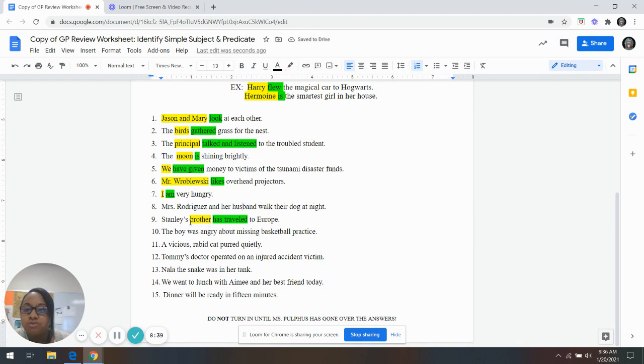So remember, for my simple subject, I don't need anything extra. I just need the subject. Stanley's is describing brother. Just like if I was talking about Olaf and I called him tall, handsome, and attractive Olaf, right? Tall, handsome, and attractive are describing Olaf, but all I need is my simple subject, which is Olaf. Go ahead and continue to do the rest on your own, and then we're going to check them together.